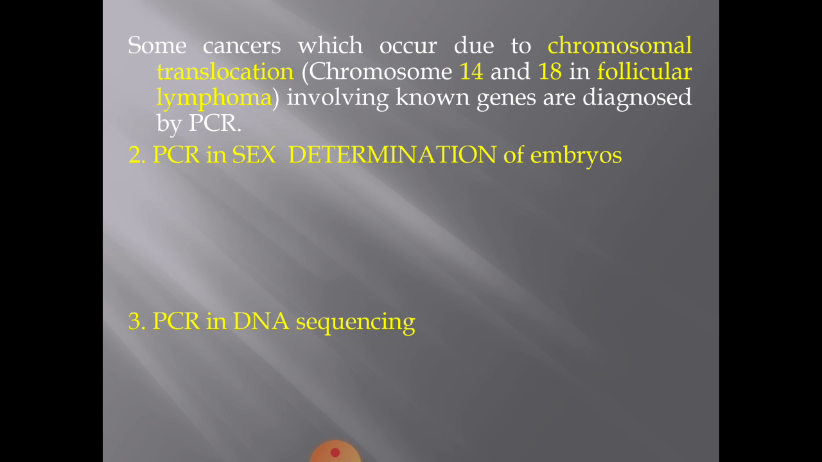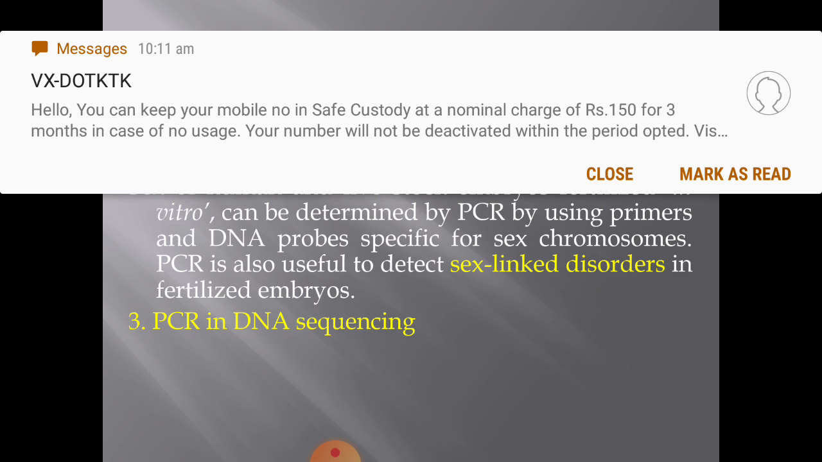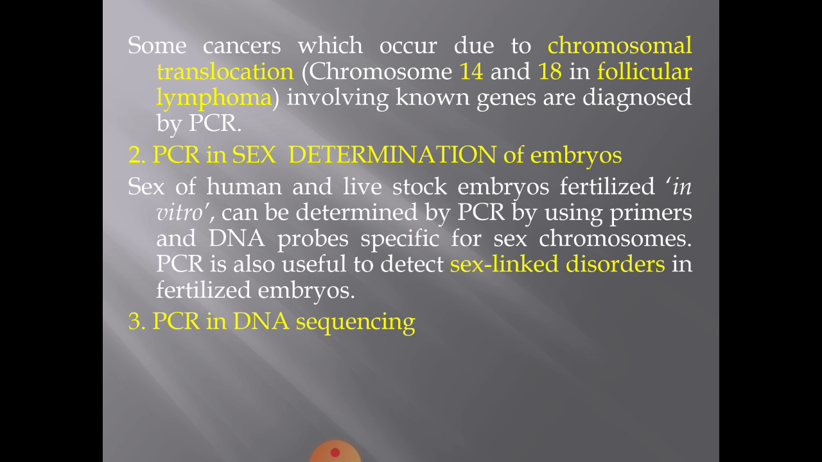Okay. Then PCR is also employed in sex determination of embryos, sex of humans and also livestock. Okay. Livestock, fertilized in vitro, that means you have carried out fertilization in the laboratory, can be identified or determined by PCR using primers and DNA probes which are specific for sex chromosomes. PCR is also useful to detect sex-linked disorders in fertilized embryos.